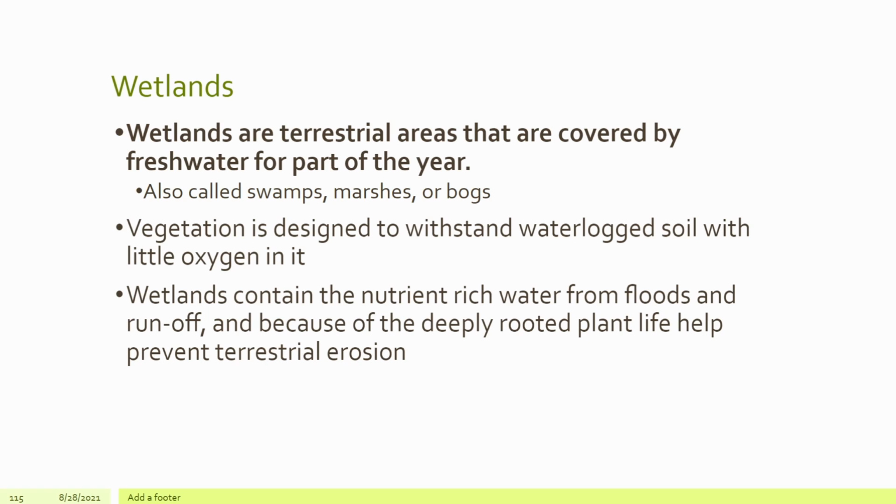And then we have wetlands. Wetlands are terrestrial areas that are covered by fresh water for part of the year. Also called swamps, marshes, or bogs, vegetation is designed to withstand waterlogged soil with little oxygen in it. Wetlands contain the nutrient-rich water from floods and runoff, and because of the deeply rooted plant life, it helps prevent terrestrial erosion.